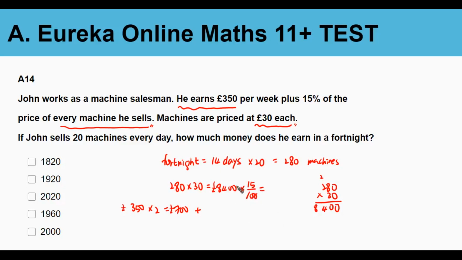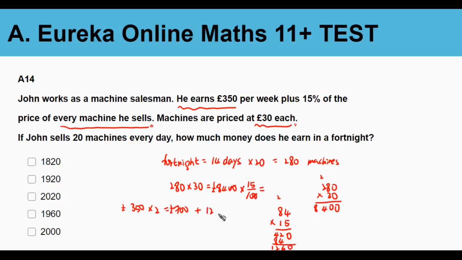If you calculate this one, you can cancel the zeros. Then the remaining part is 84 times 15. 4 times 5 is 20, 4 times 1 is 4, 8 times 5 is 40, 8 times 1 is 8. Yes, the answer is 1,260. So he gets £1,260 commission by selling these machines.